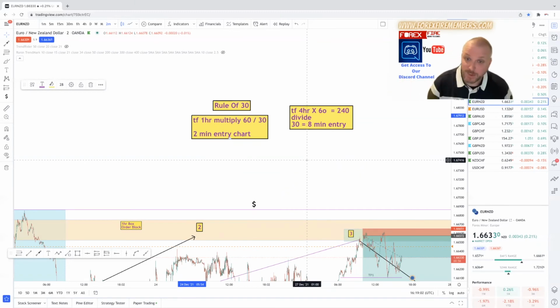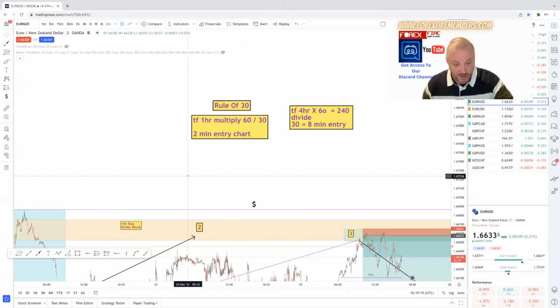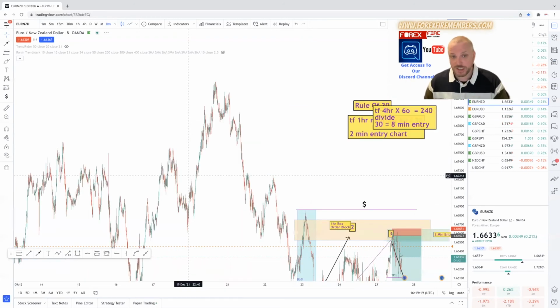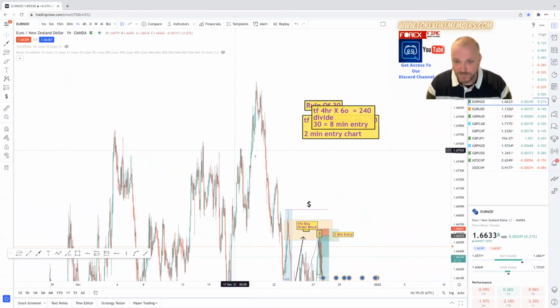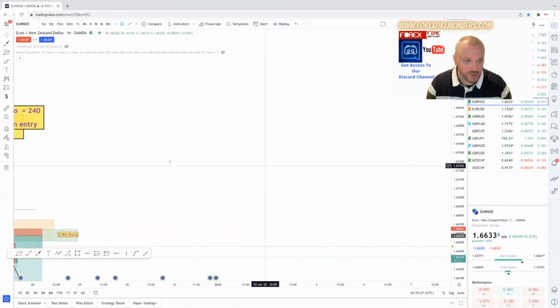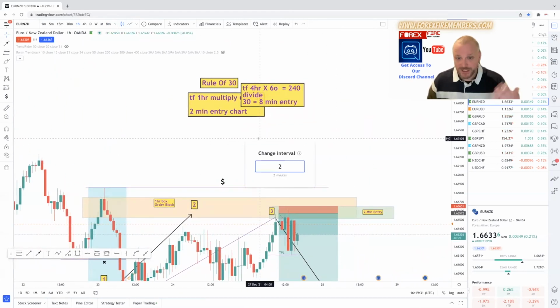You divide that by the 30, and that's going to give you the 8-minute chart, so you need to drop down to that. All you've got to do, when you click in the middle of the chart, is hit number 8. Don't press anything else, just hit the number 8, change interval to 8 minutes, hit enter. That will change your chart down to 8 minutes. And likewise, if you wanted a 2-minute chart, all you would need to do is click the number 2 and it changes the interval.